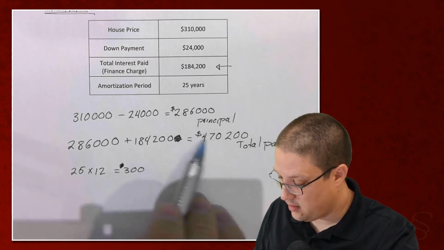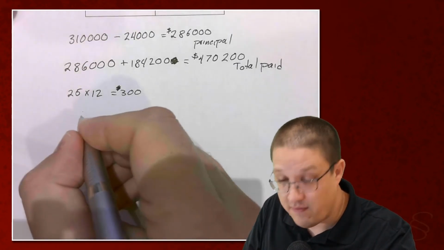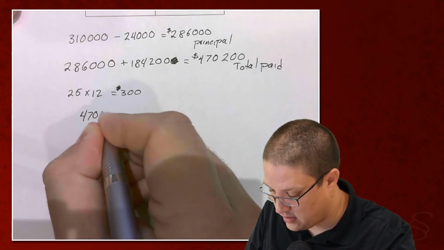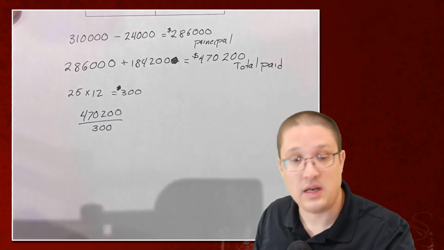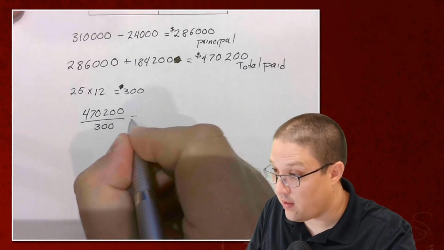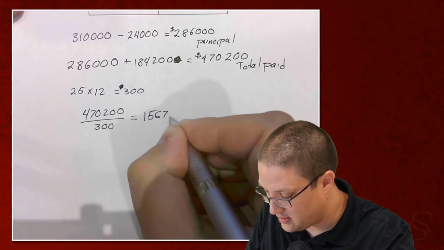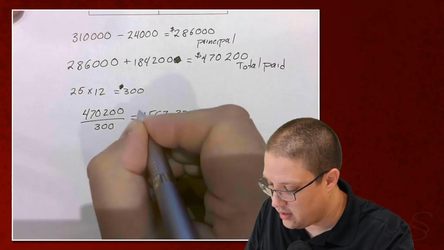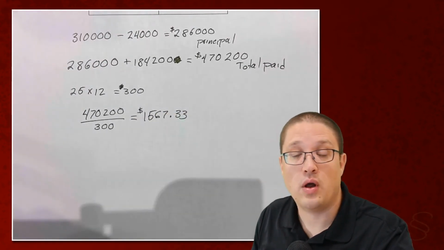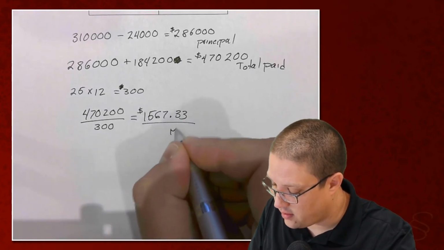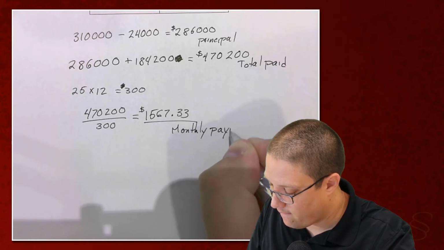If we take this amount here, the total that she paid, $470,200, divide that by 300 equal payments, that works out to $1,567.33. So this is her monthly payment.